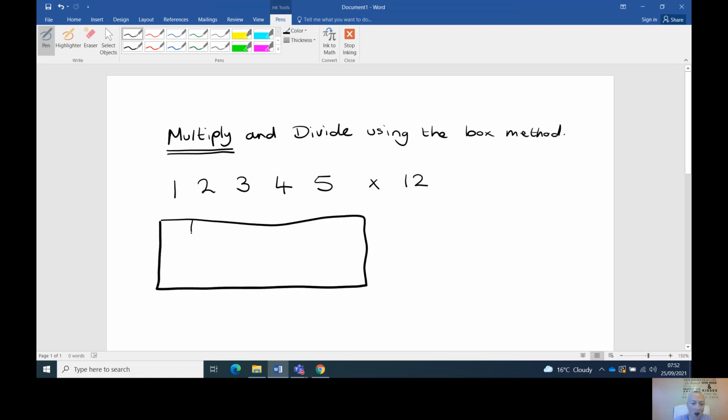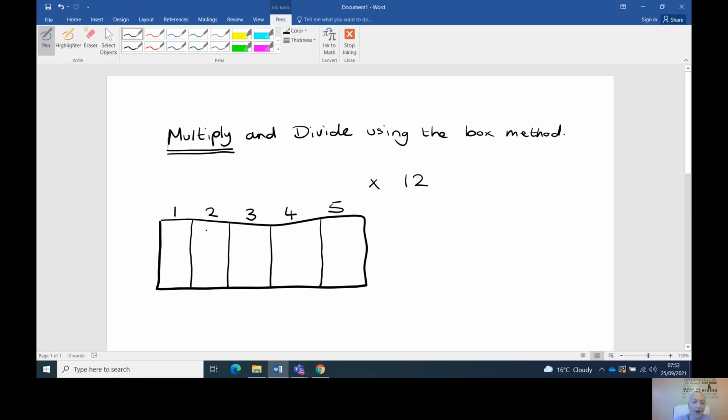So I make 5, not very straight, but 5 boxes. 1, 2, 3, 4, 5. Okay, and I'm going to put these numbers on top of the boxes. 1, 2, 3, 4, and 5. Now, to stop the confusion, I'm going to rub these out. Now, all I have to do is times these numbers singularly by 12.